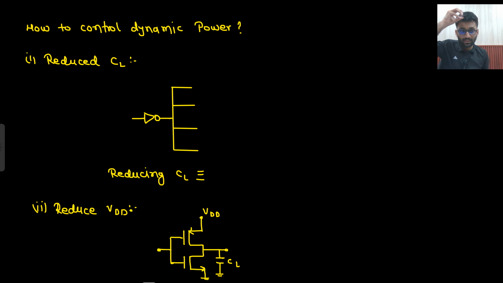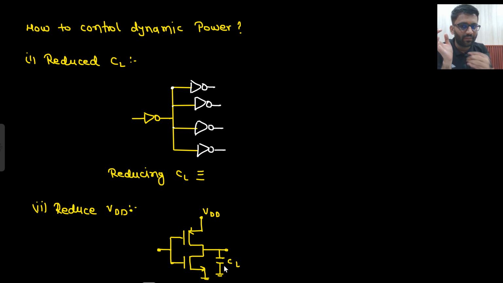If I decrease CL, what do you mean by CL? The CL is coming from the next stage. So if I connect more and more inverters here, that means more CL will be there, right? All the CL will come in parallel across this node. From this node to ground, CL will be there. So a lot of CL will come in action and all will be added. So the CL value will increase.